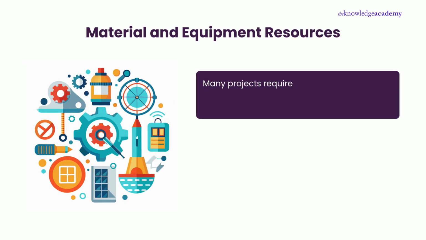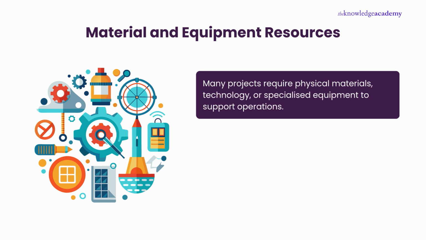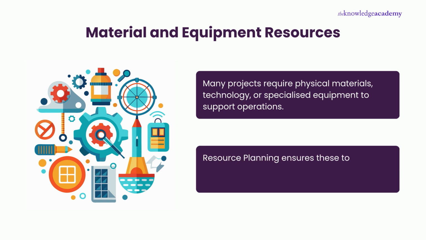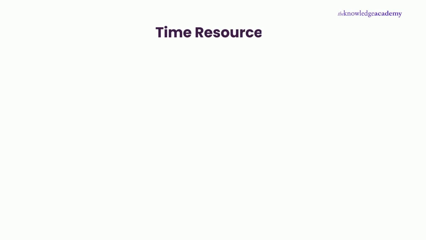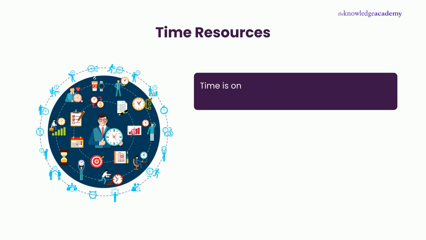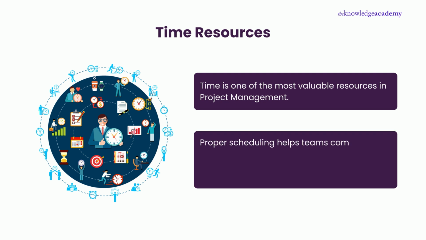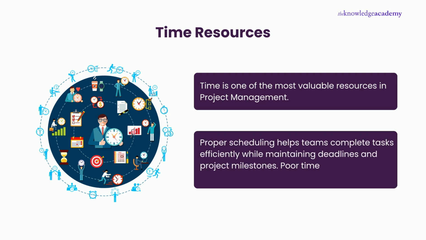3. Material and equipment resources. Many projects require physical materials, technology, or specialized equipment to support operations. Resource planning ensures these tools are available when needed so that work can continue without interruptions or delays. 4. Time resources. Time is one of the most valuable resources in project management. Proper scheduling helps teams complete tasks efficiently while maintaining deadlines and project milestones. Poor time management can quickly affect the entire project schedule.